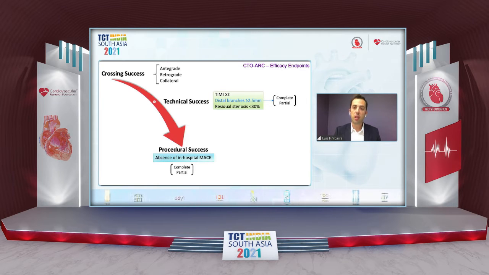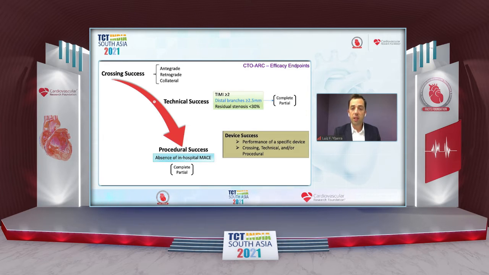If not all, then it's a partial technical success, and also residual stenosis less than 30%. And to achieve a procedural success, we'd have a technical success in the absence of in-hospital MACE, again, complete or partial, depending on the achievement of revascularization of distal branches.